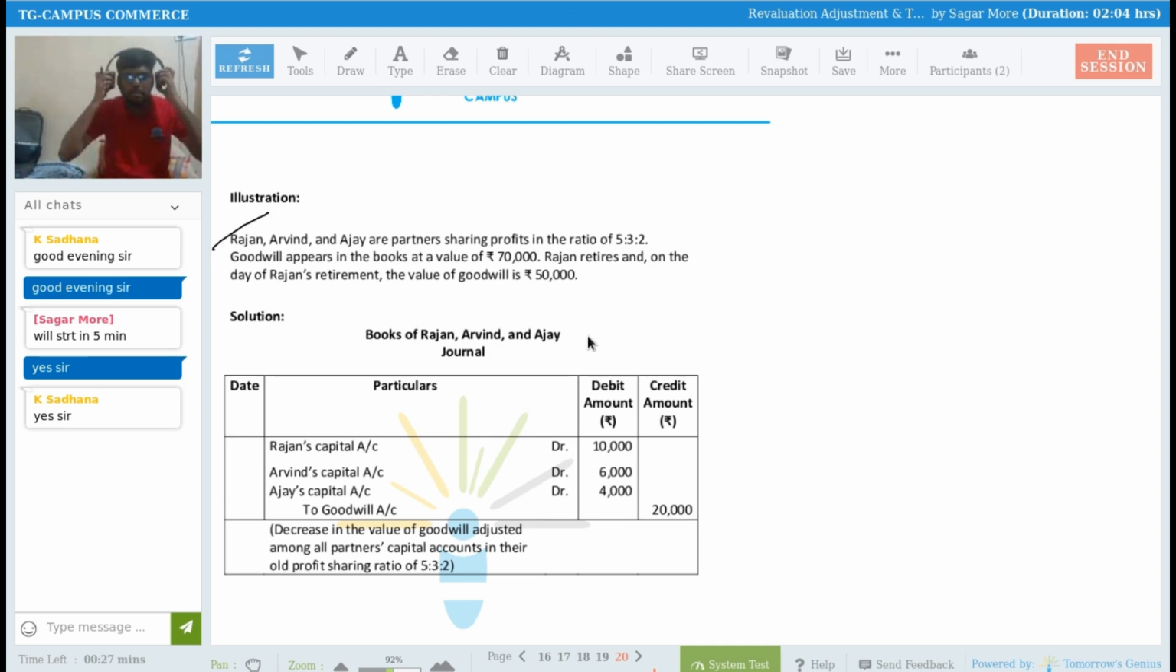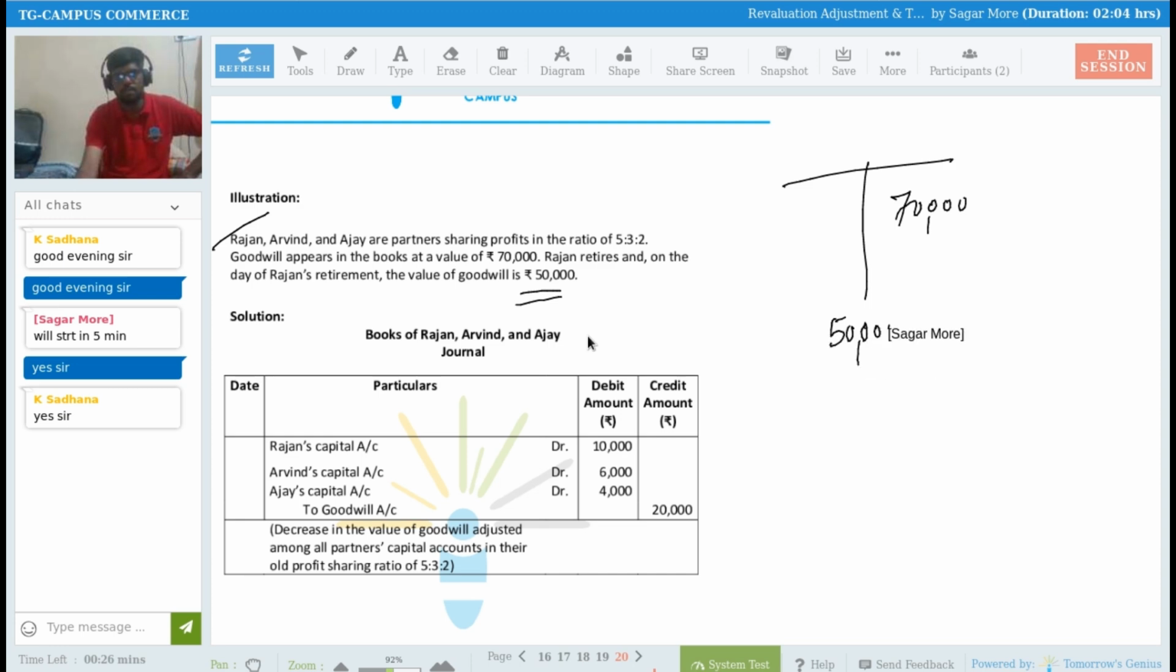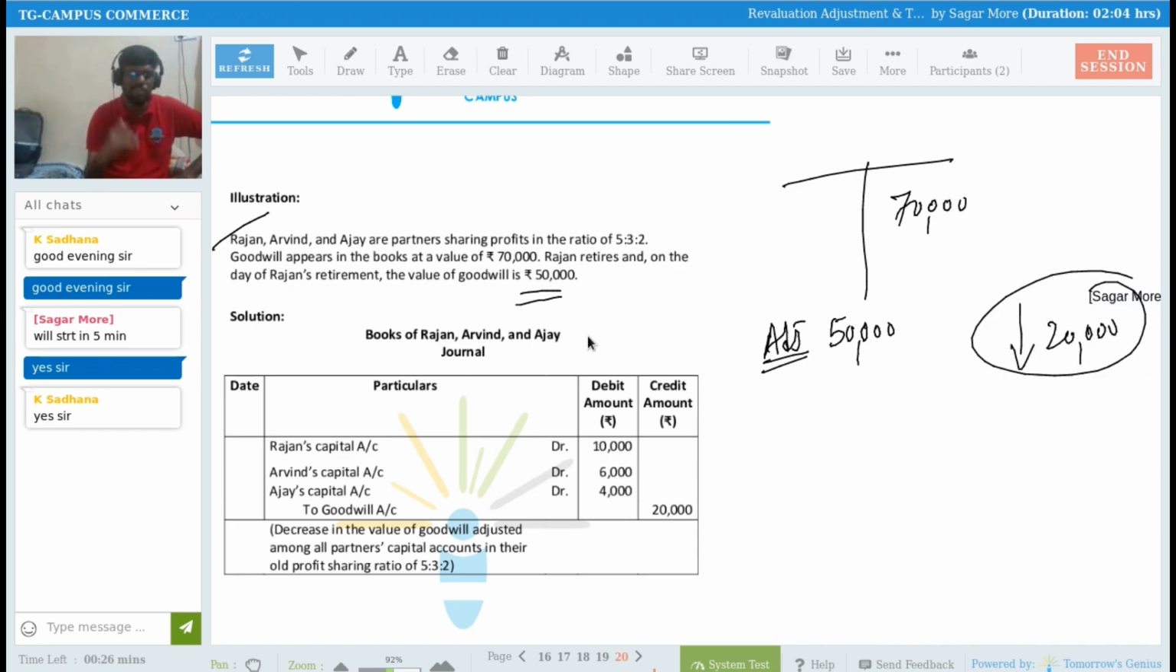See, Rajan, Arvind, Ajay are partners sharing the profits and losses in the ratio of 5:3:2. Goodwill appears in the books at a value of 70,000 rupees. Rajan retired, and on the day of Rajan's retirement the value of goodwill is 50,000. So as per the balance sheet, goodwill is 70,000 rupees, and in the adjustment goodwill is 50,000 rupees. So the value of goodwill decreases here by 20,000.